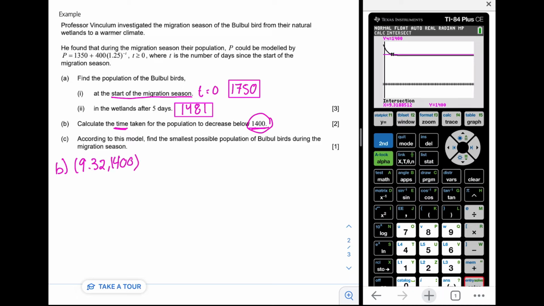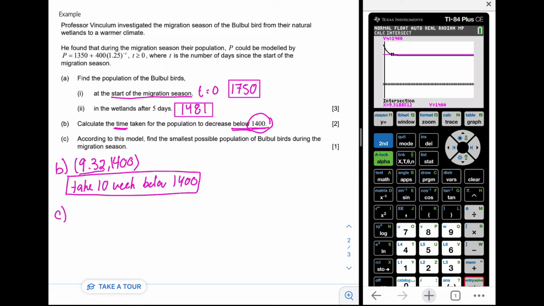Calculate the time it takes for the population to decrease below 1,400. So during the 9th week, this is going to happen. So therefore, it's going to take 10 weeks in order to be below our 1,400. So 10 weeks being our answer for part B.